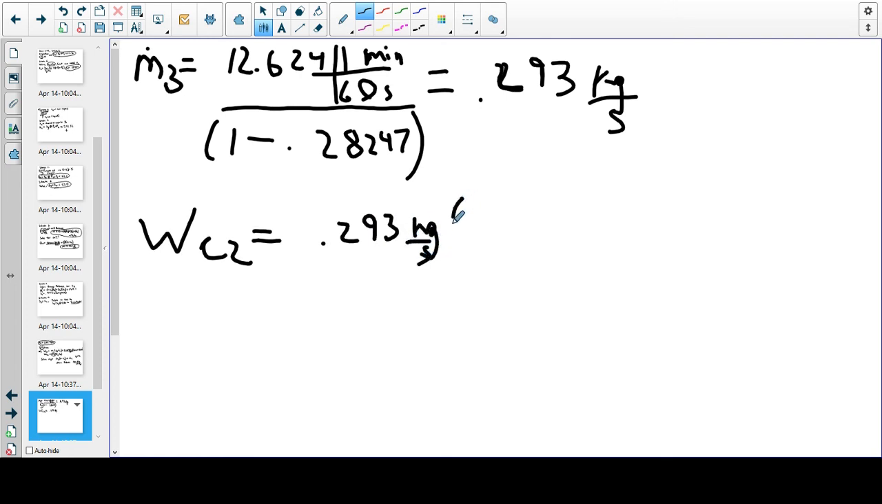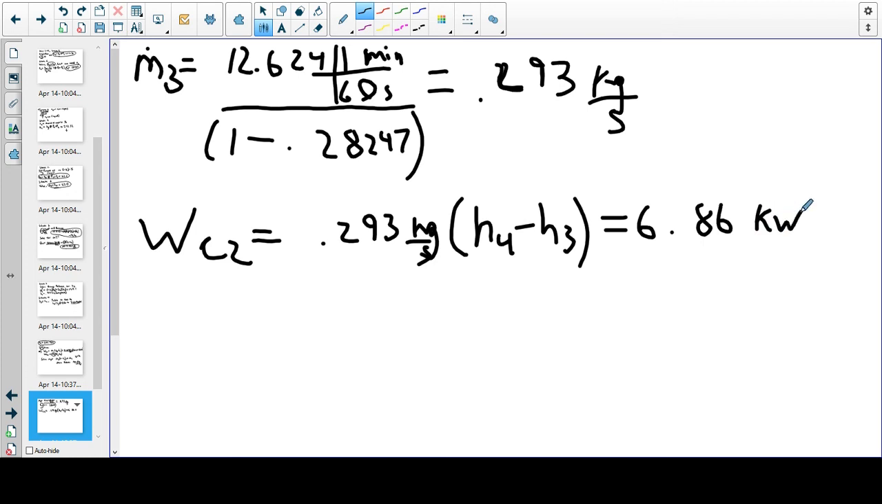Because if you divide by a decimal, it gets higher, which means mass flow rate of 3 should be the total mass, which means we have 0.293 kilograms a second as our total mass flow rate, which is bigger than the one at the bottom, as you see. Which means that makes sense. If you got a smaller mass flow rate at 3, you know something's wrong.